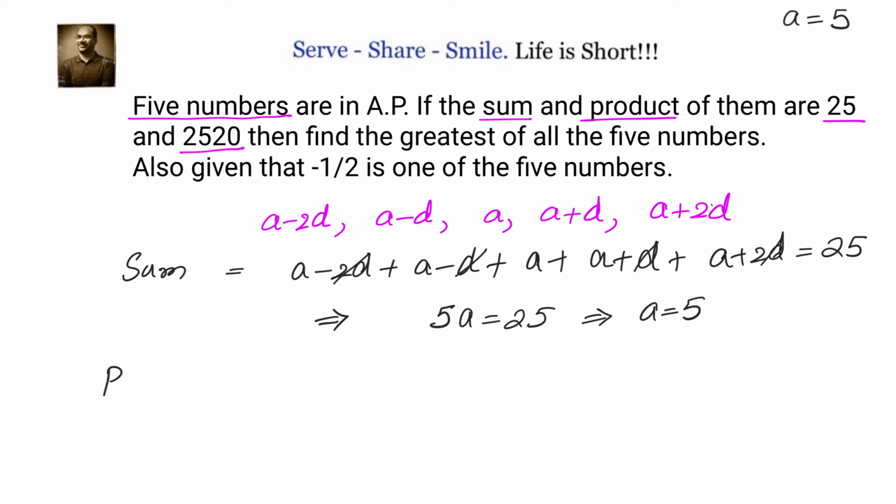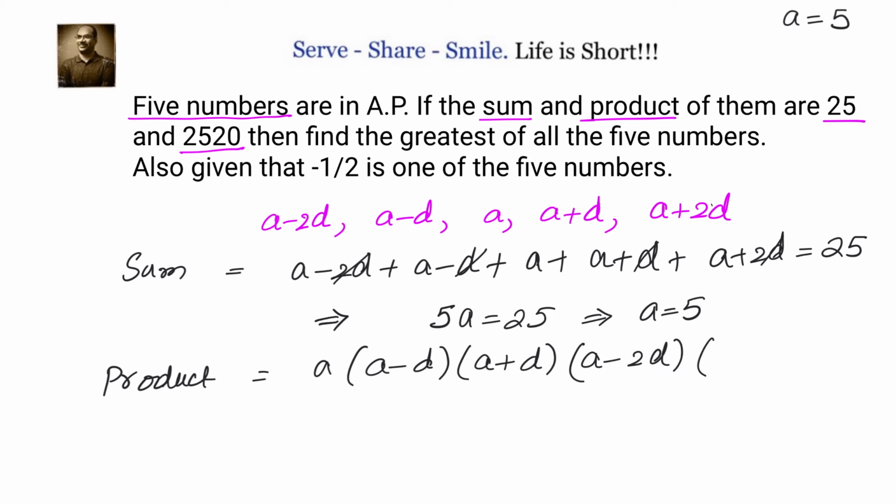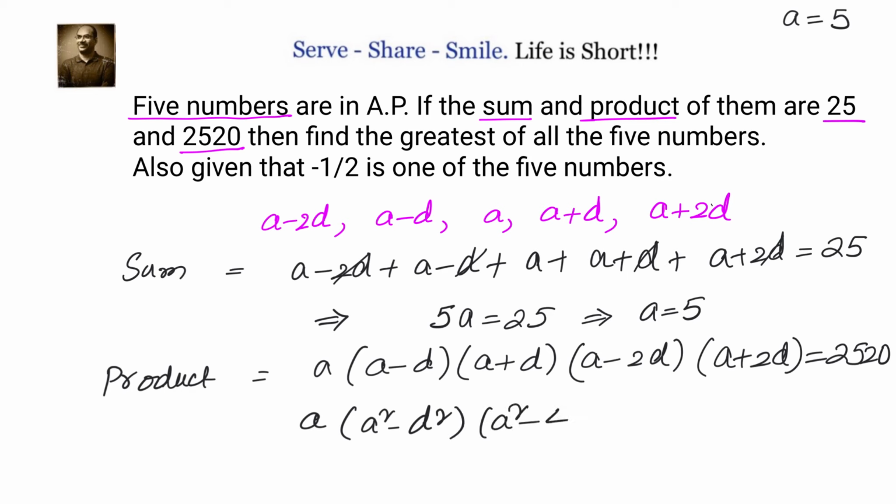Product equals, let's separate them into identity. So we'll write down a into a minus d into a plus d, so that we can apply the identity there, into a minus 2d into a plus 2d. And we also know that a equals 5. Or we can just write it as a into a square minus d square into a square minus 4d square equals 2520.